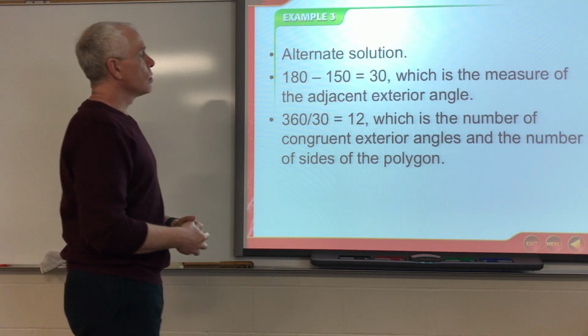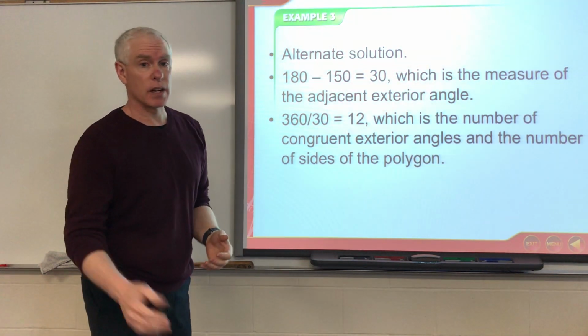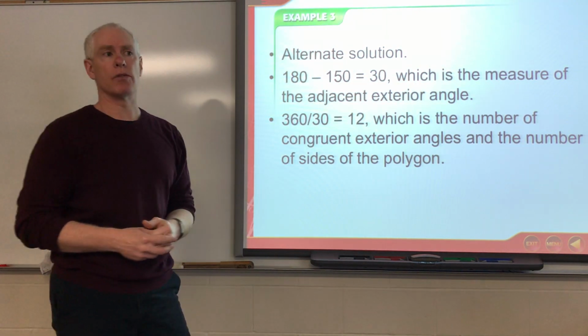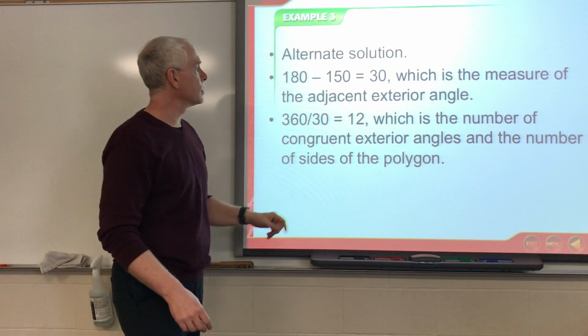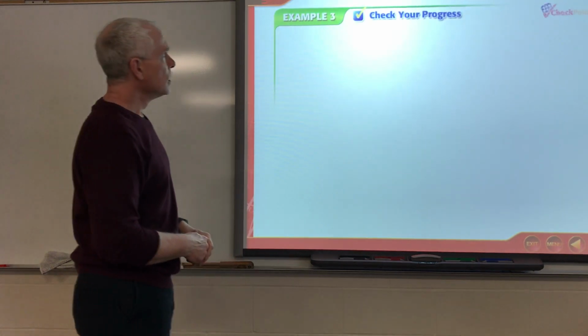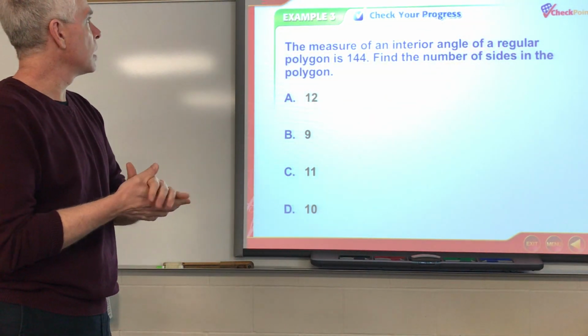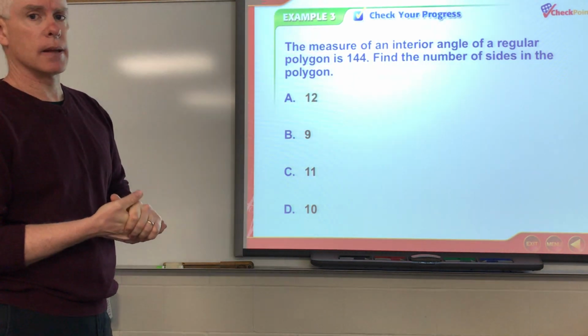Okay? And so if I knew that the exterior angle was 30, and I know that all of the exterior angles add up to 360, if I take 360 divided by 30, I get the same 12, which is going to represent the number of exterior angles, but it's also the number of sides. So pause your video, give example 3, check your progress, a shot, and then we'll come back together.